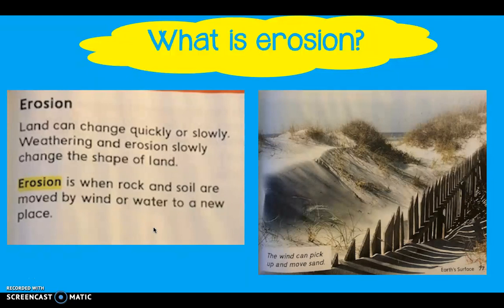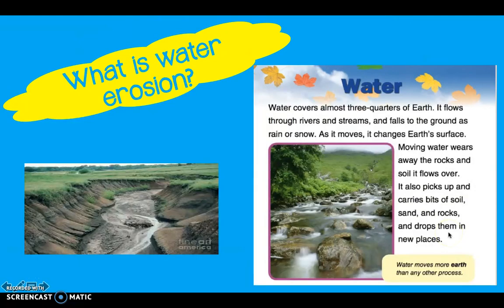Now, erosion can't happen without weathering. Erosion is when that rock and soil that are broken apart gets moved by wind or water. And as you can see in this picture of the beach, wind can pick up and move these pieces of sand to a new place. Now, we just learned in the last slide that erosion can happen two ways. We can have water erosion and wind erosion. Let's learn about water erosion.